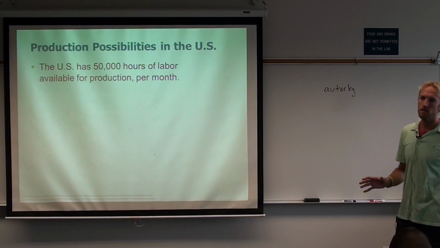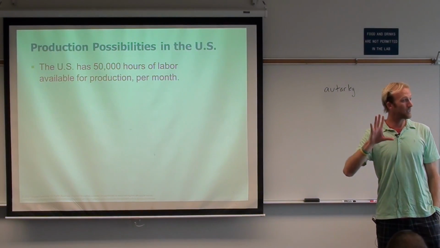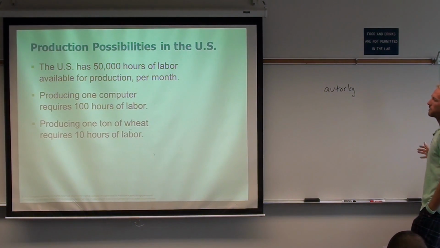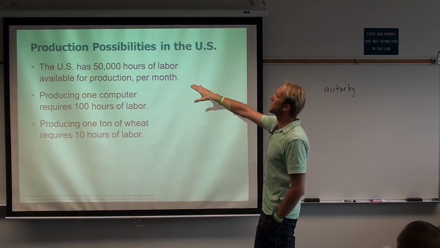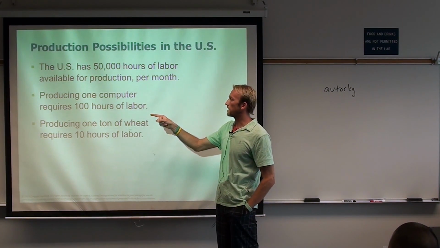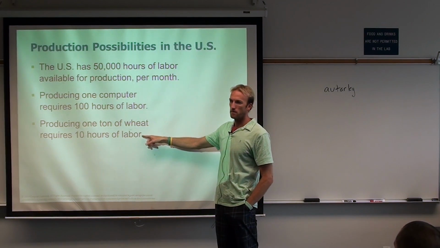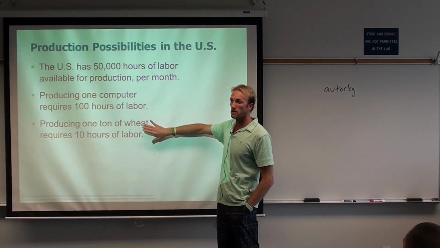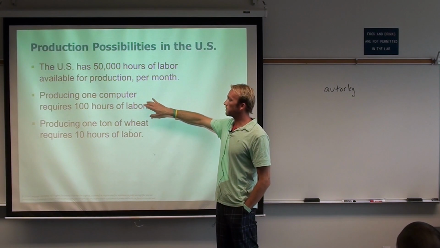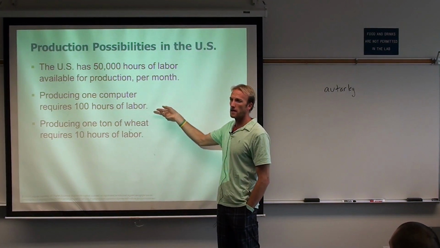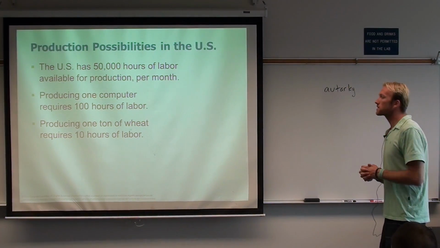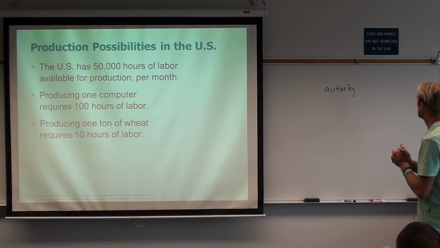What do I mean by production possibilities? What are all the possibilities that the United States can produce? Okay? And we're going to go ahead and do just a little math. It's not too hard, right? There's 50,000 man-hours of labor available each month for production. Every computer takes 100 hours of labor. Every ton of wheat requires 10 hours of labor. Okay? Clearly, the computer is a slightly different product than the wheat. It's slightly more labor-intensive. That's why it takes 10 times the number of hours. Okay? And so this could be one guy working for 100 hours. It could be 10 guys working for 10 hours. It doesn't matter exactly how we dice it up, but it needs 100 of those 50,000 hours to produce it.